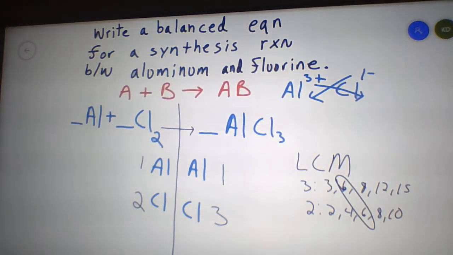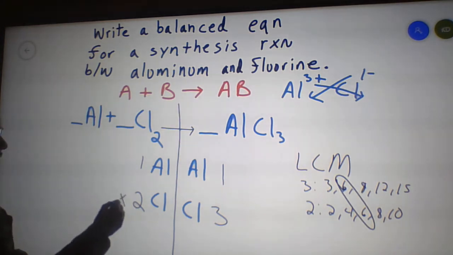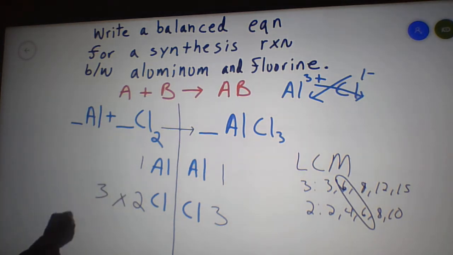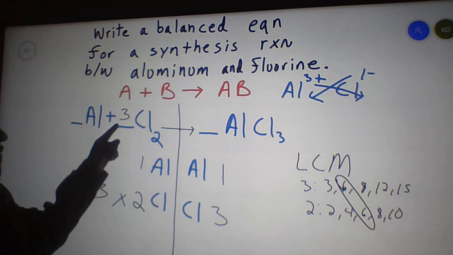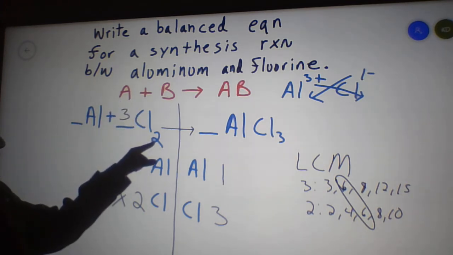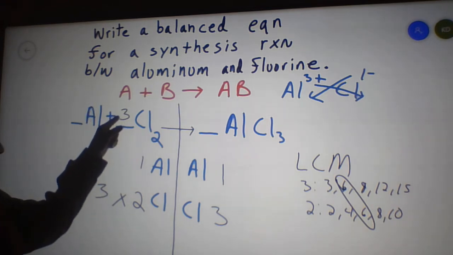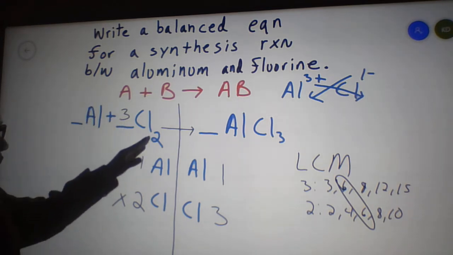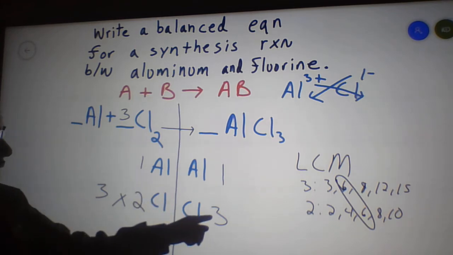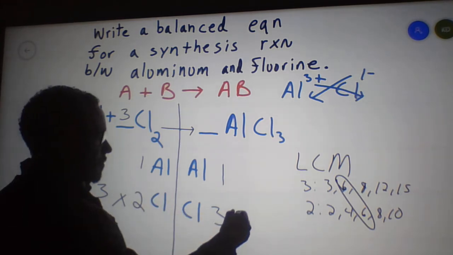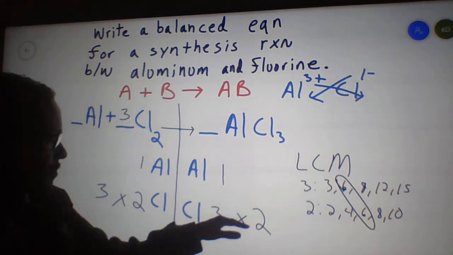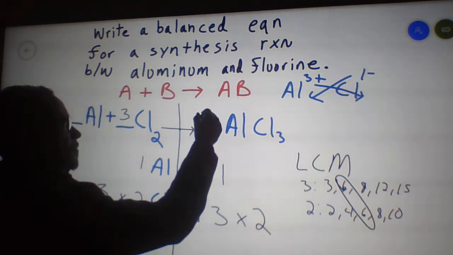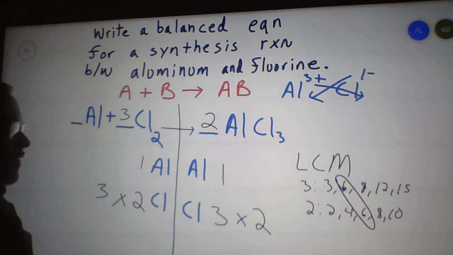All right, so to get 6 on this side, I'm going to use a coefficient of 3. So this will be my coefficient here. And remember, when balancing, we never touch a subscript. We only balance with coefficients. All right, so now we have 6 over here. Here we have 3. Okay, what do I need to multiply by? Coefficient of 2. So a coefficient of 2 gives me 6 on this side. And there we go.